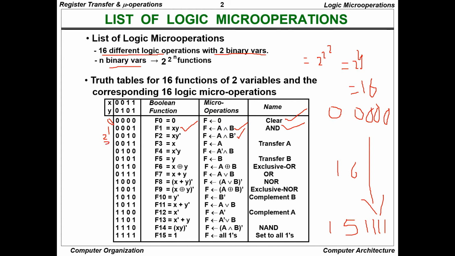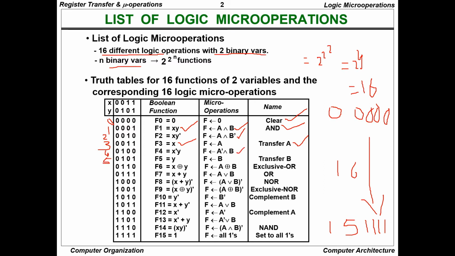Coming to 3, 0, 0, 1, 1. So F3 equals x. If we have F3 equals x, that is F gets A. We don't have B here. That means we are transferring A. So the fourth micro operation is transfer A. Next, for 4, F4 equals x bar y. So x bar y in the sense F gets A bar and B. So this is the fifth micro operation.